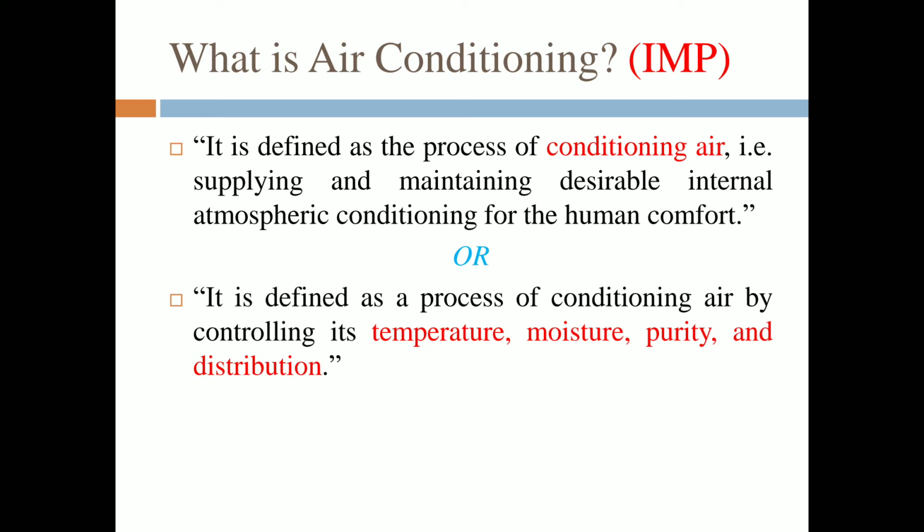So air conditioning and refrigeration is one of the important definitions to understand the refrigeration and air conditioning chapters. So air conditioning, again I am repeating, it is a process of conditioning the air which controls the temperature, moisture, purity and distribution of the air.